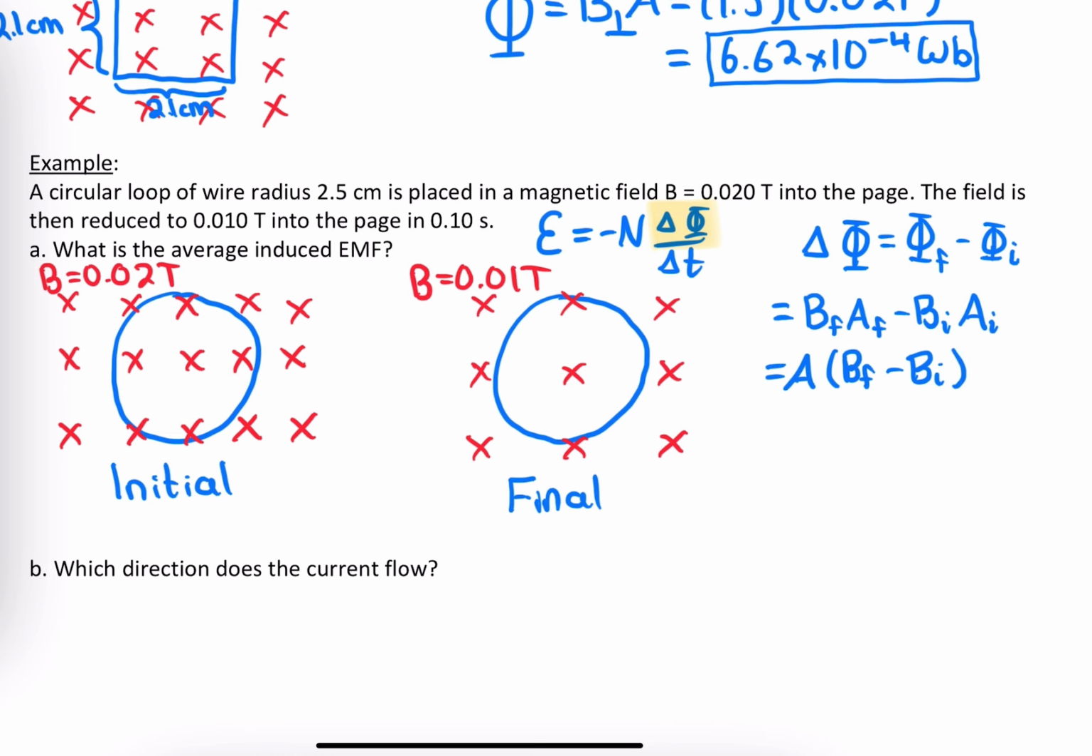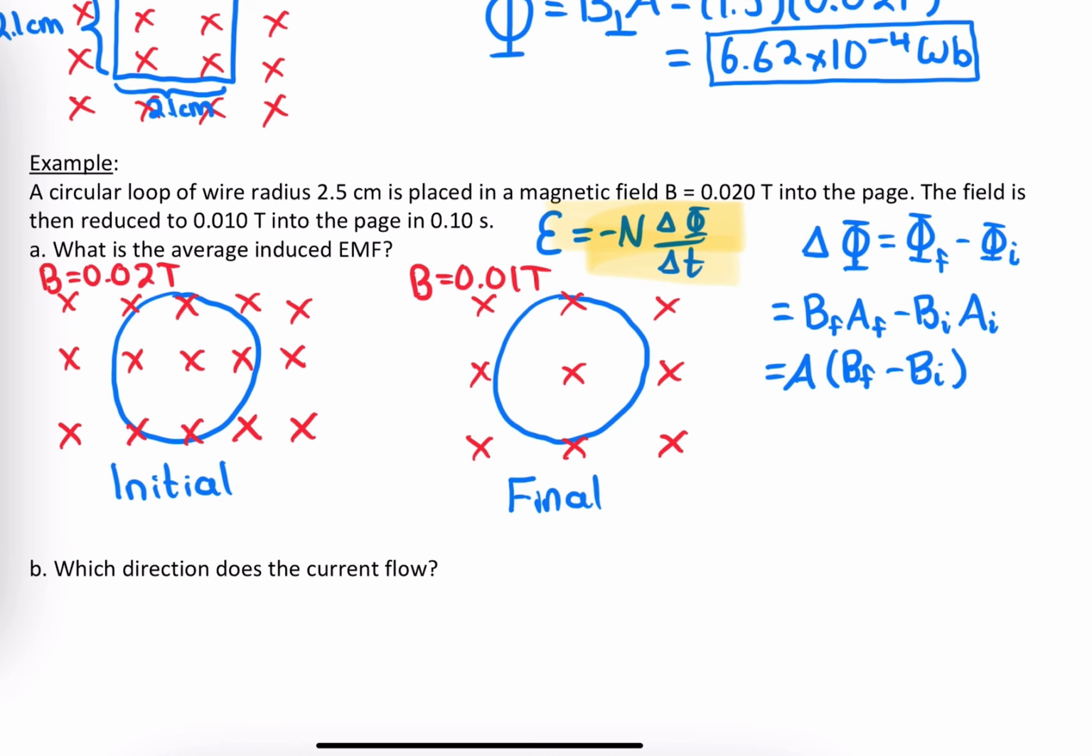Now for B final and B initial, final is 0.01, initial is 0.02. And what I can do is I can kind of assign those a direction if I want. I, however, prefer to just use this equation, just use Faraday's law with positive numbers, just with magnitudes.